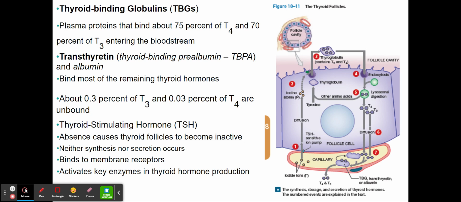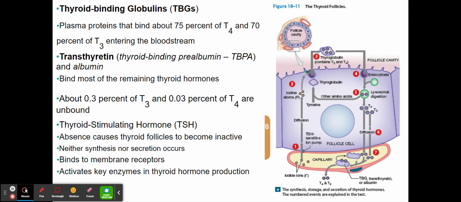About 90% of all thyroid secretion is T4, and T3 is secreted in comparatively smaller amounts. And in the final step, about 75% of the T4 molecules and about 70% of the T3 molecules entering the bloodstream become attached to transport proteins called thyroid binding globulins, so TBGs. Most of the rest of the T3 and T4 that is in circulation is attached to transthyretin, also known as thyroid binding prealbumin, or TBPA, or to albumin, one of the plasma's proteins.